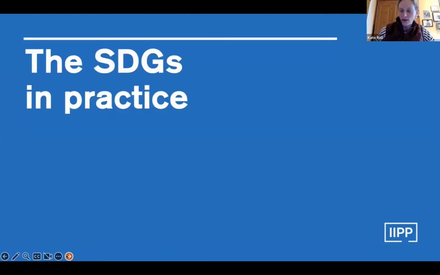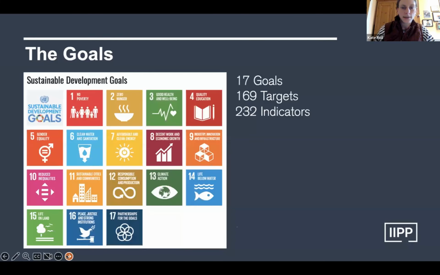Okay, so now, after I've talked a little bit about the history of the SDGs, I'm going to talk about what they mean in practice. So like I said, 17 goals, 169 targets, and 232 indicators.